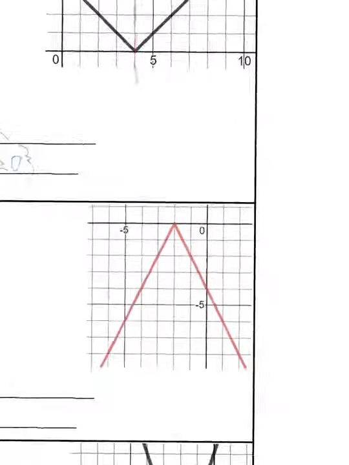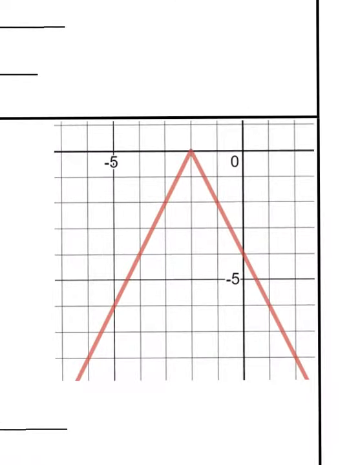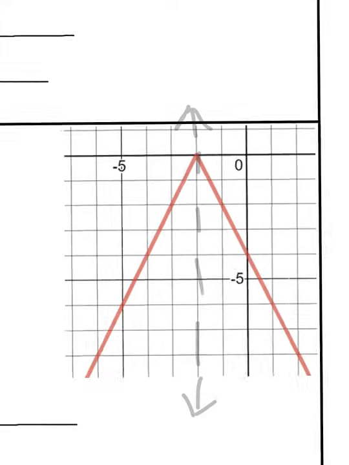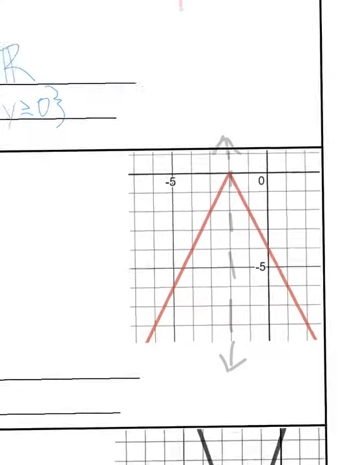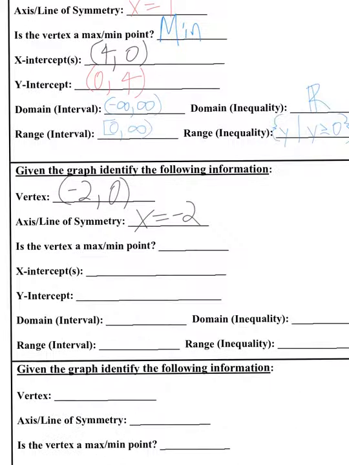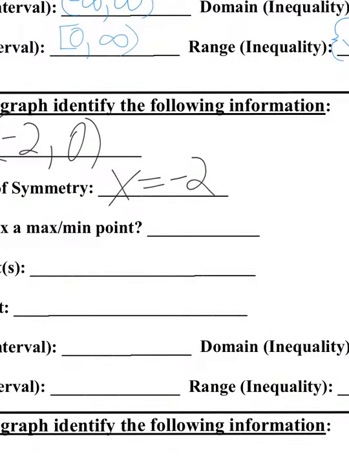That's because if you drew a vertical line going through negative 2 on the x-axis, that would symmetrically cut in half this graph. Okay? And so is that a max or min point? The graph's going down, so that's the highest point possible. So that's the max.